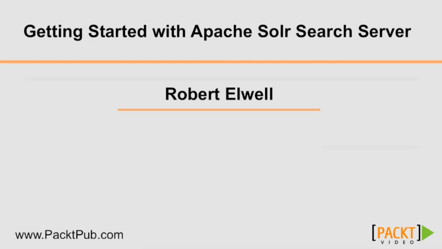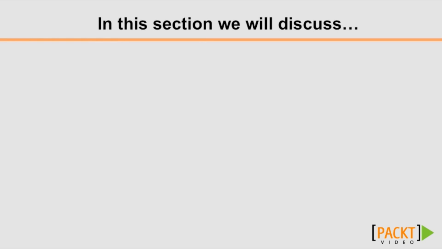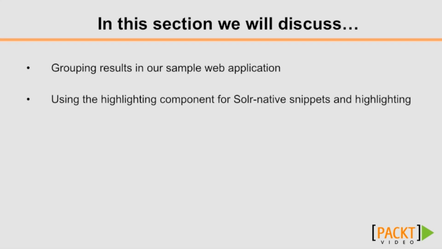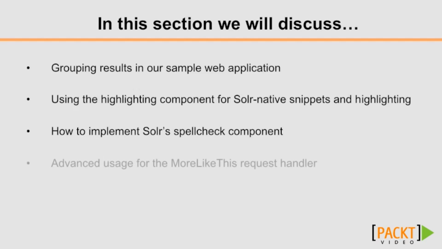Welcome back to Getting Started with Apache Solr Search Server with Robert Elwell. This is our final section, Section 8, advanced concepts. In this section, we will discuss grouping results in our sample web application, using the highlighting component for Solr native snippets and highlighting, how to implement Solr's spell check component, and advanced usage for the more like this request handling.